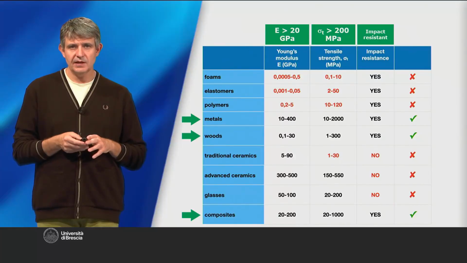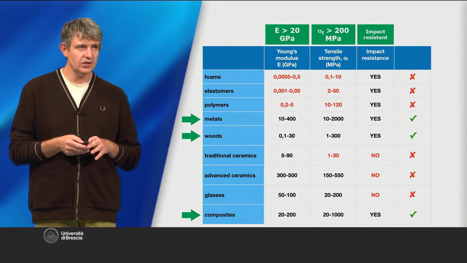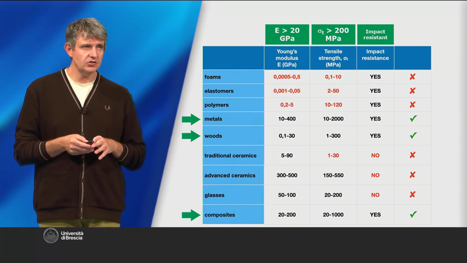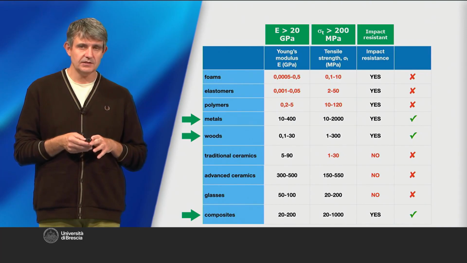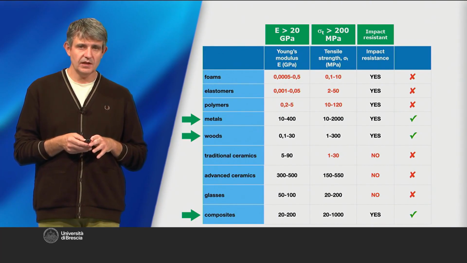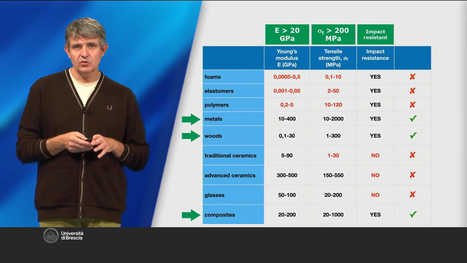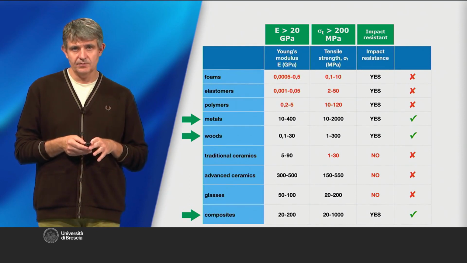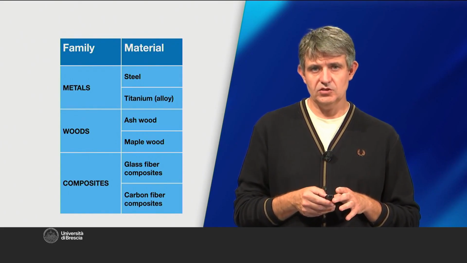Let's consider the main families of materials and narrow our focus to those with a Young's modulus greater than 20 gigapascals, a strength greater than 200 megapascals, and that are impact resistant. This immediately leads us to exclude certain classes of materials, such as rubbers, foams, and polymers that are too flexible, as well as glasses and ceramics that are too brittle for this type of application.